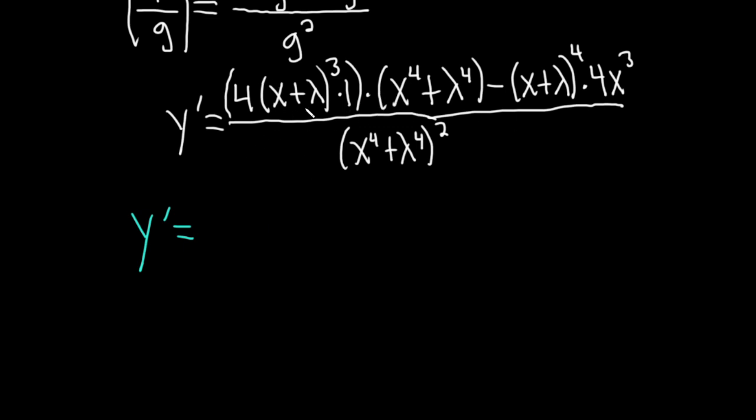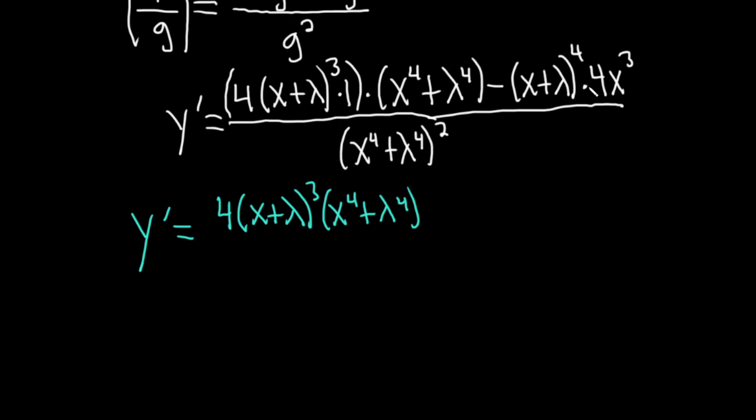So I'm gonna make an extra step just for clarity. This 4 and this 1, they don't both need to be there. I can erase the 1. So I'm going to do that. I'm just gonna write it like this: 4 parentheses x plus lambda cubed, and then x to the fourth plus lambda to the fourth. Just making it look a little bit cleaner. We can get rid of these parentheses and the 1.